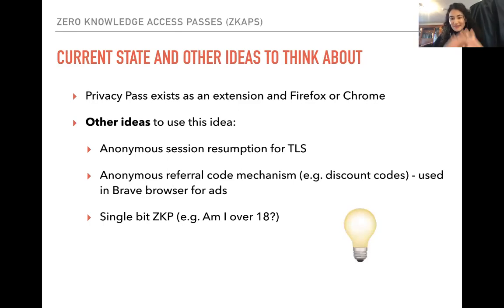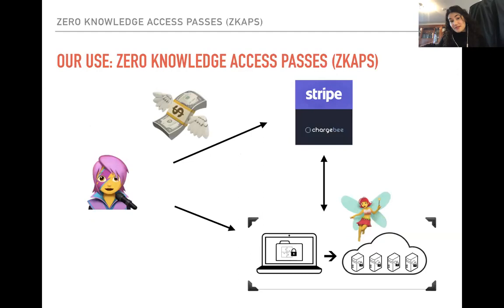Okay, just to put the privacy passes chapter all together. Privacy passes now exists as an extension for Firefox and Chrome, and other ideas where this could be used are anonymous session resumption for TLS, or to have some code mechanism like referral, or if you just want to prove a single bit, whether something's true or not, and then you can use that. Okay, cool. Let's dive into ZKAPs now.